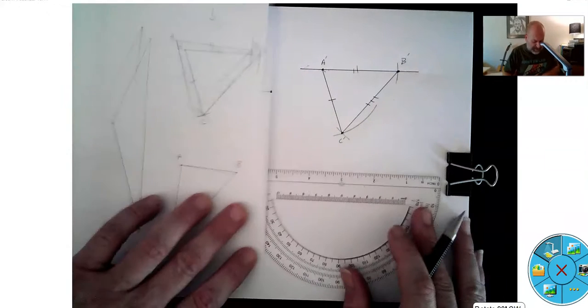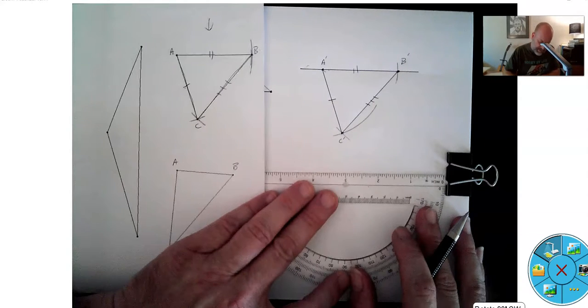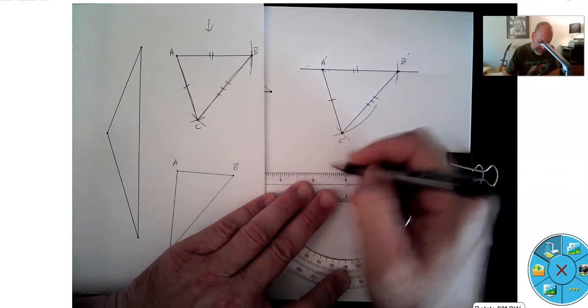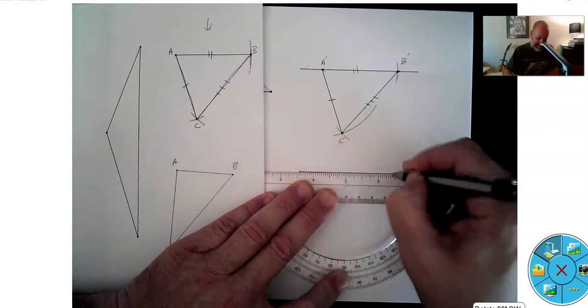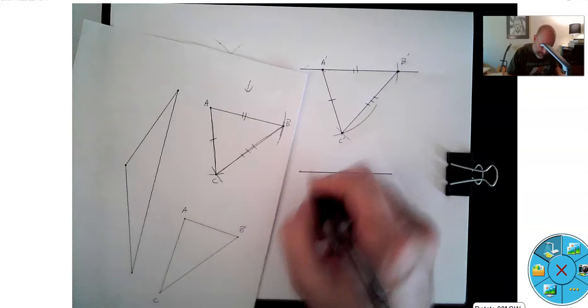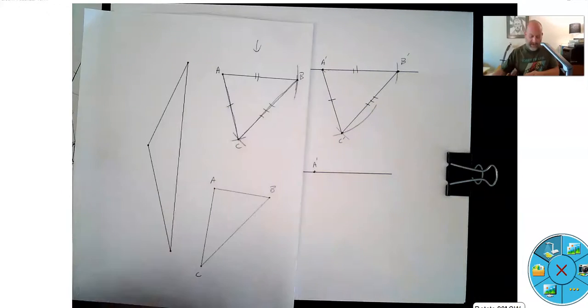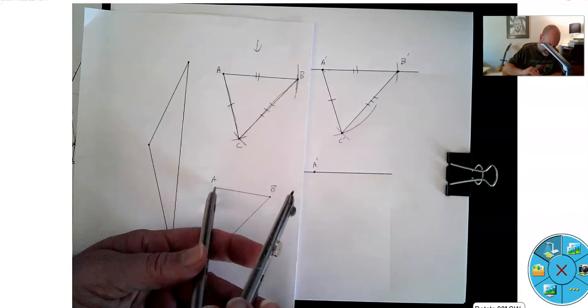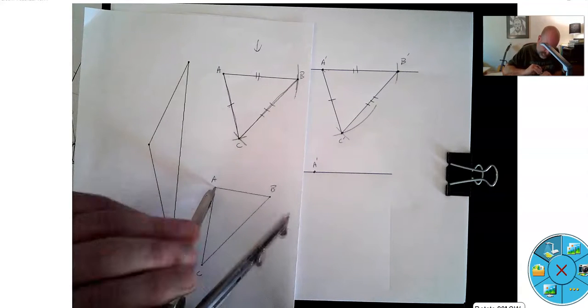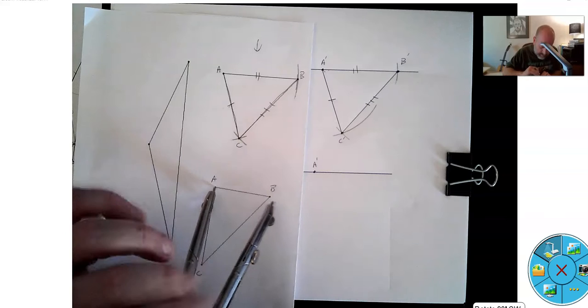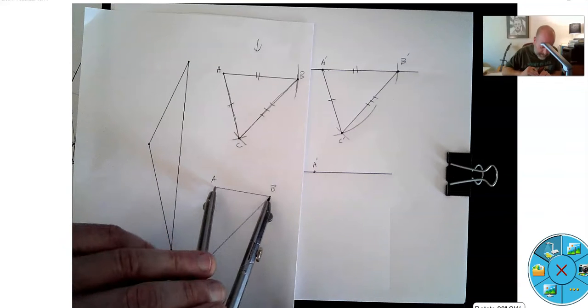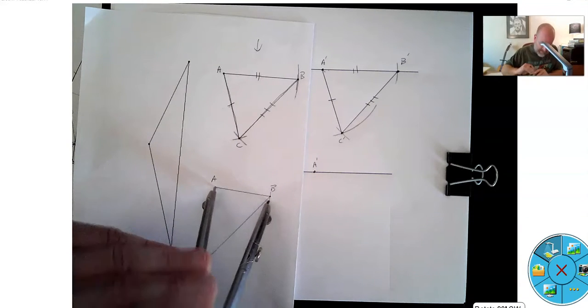I'm going to start with the side AB. So I'm going to start by marking the distance AB. Here's the side length, and I'm going to call this point A prime. And I need to measure out B now, so I'm going to measure B from A. Now we're going to use a slightly different congruence this time.